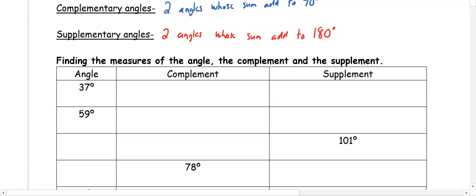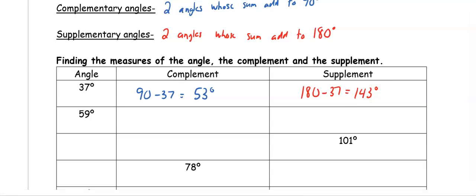So to find the complement, we are going to take the angle we know and subtract from 90. So 90 minus 37 is going to get us 53 degrees. To get the supplement, we are going to do 180 minus 37. That's going to equal 143 degrees.